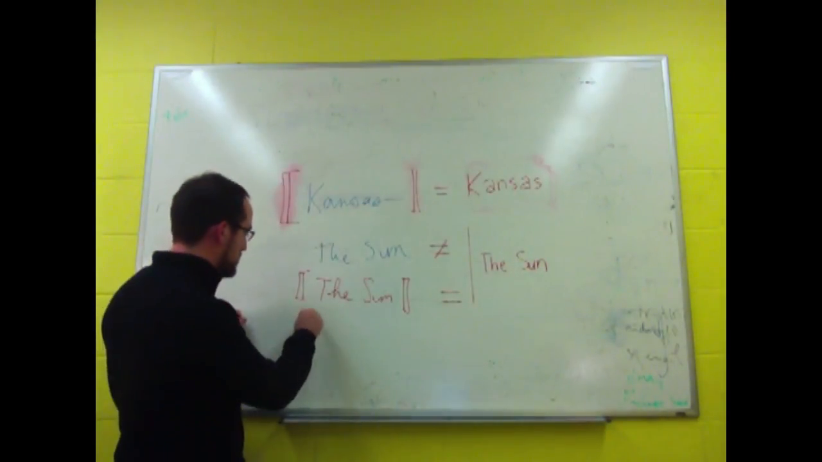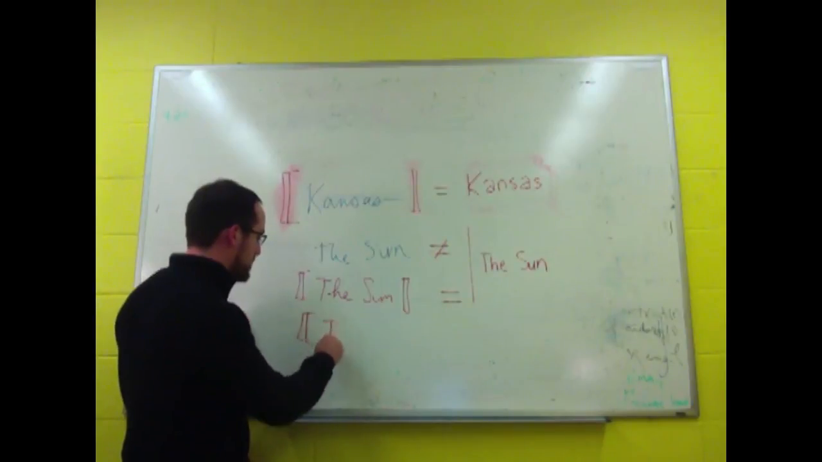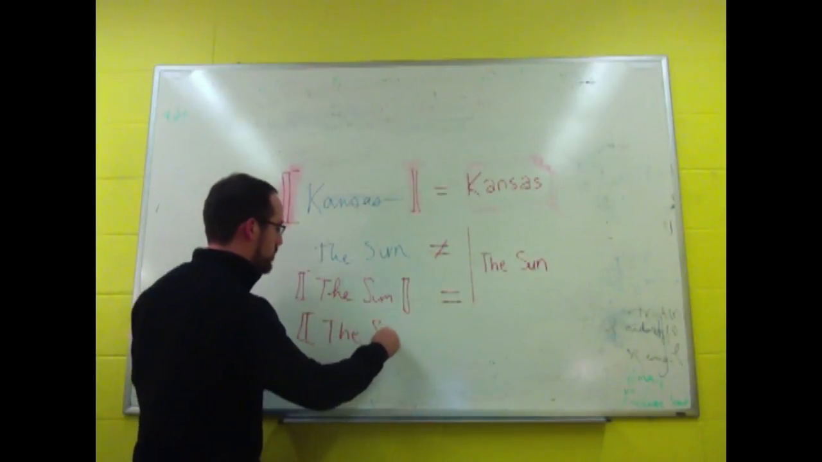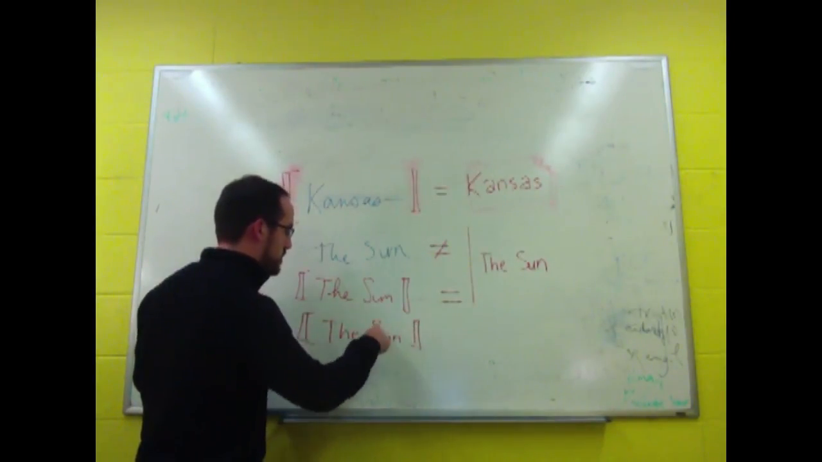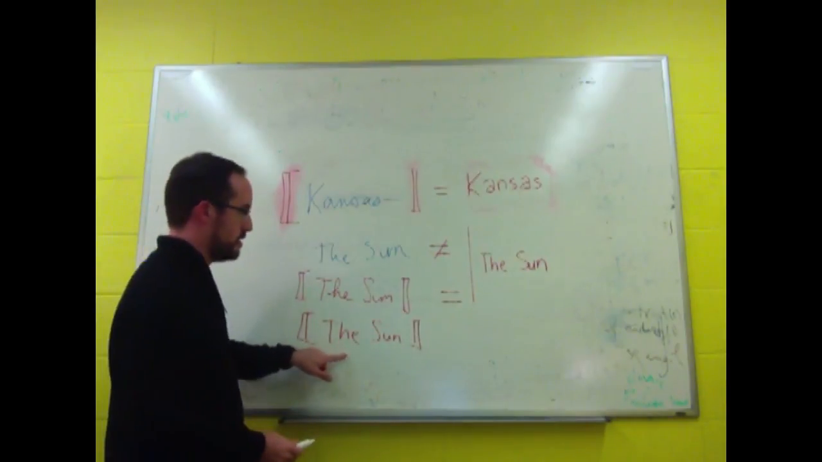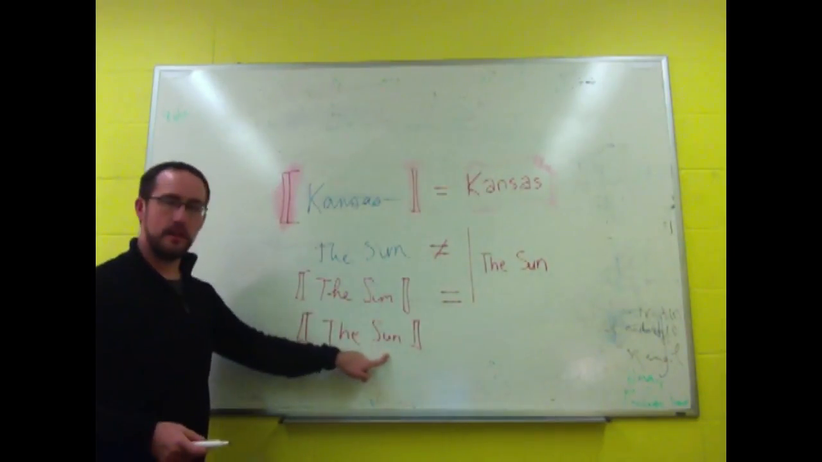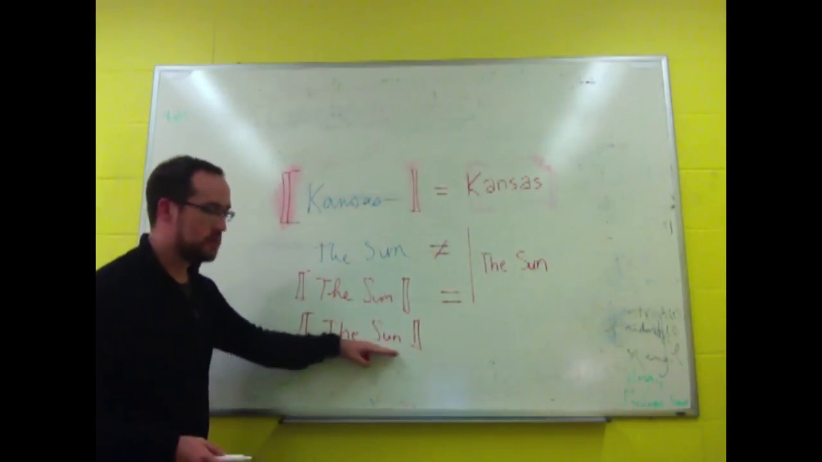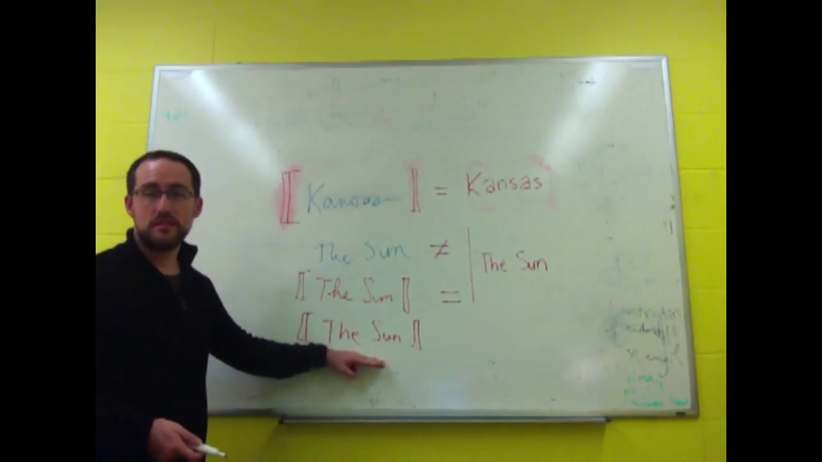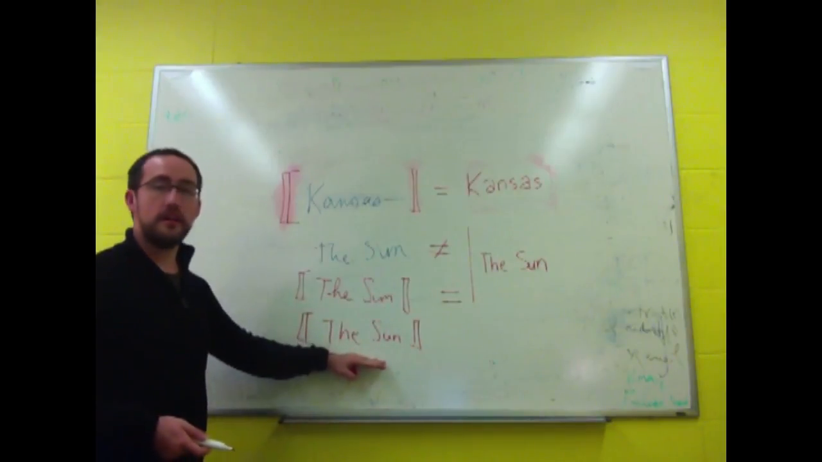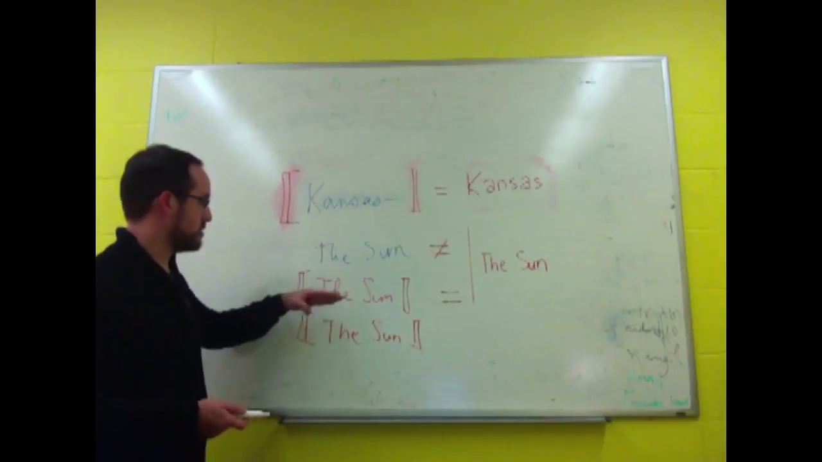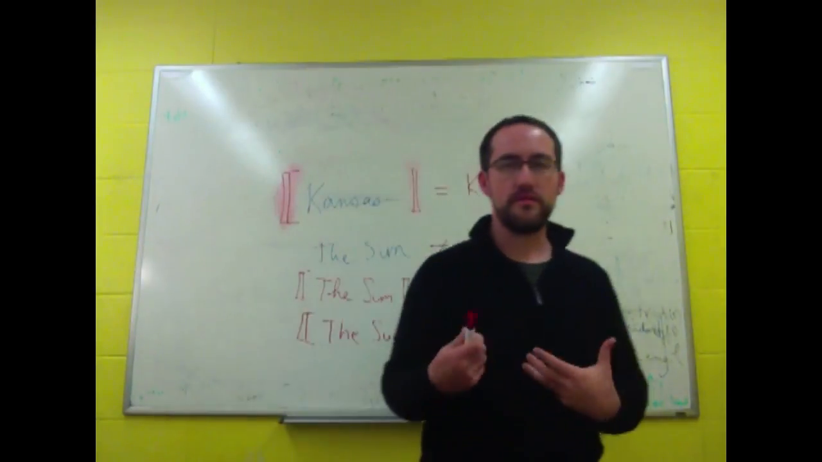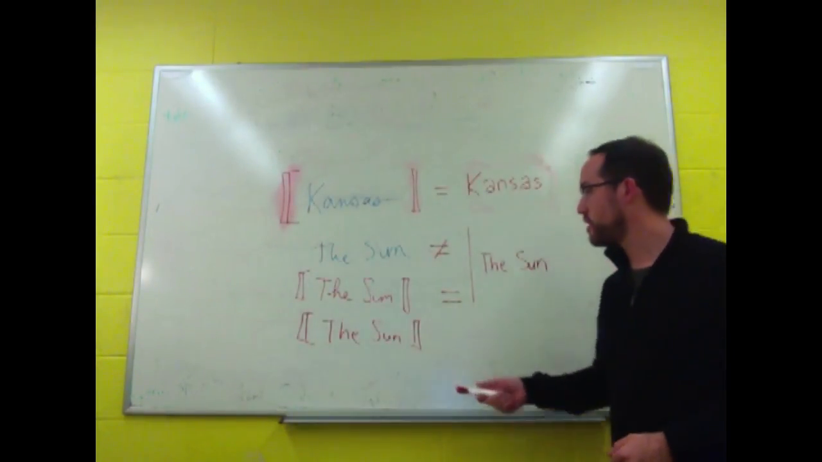And this is something else we have to watch out for. We don't want to ever do this: the meaning of the meta language, the sun. This doesn't mean anything, because this is not a linguistic expression. Linguistic expressions have meaning. The sun does not have meaning. The sun is a thing. It is not a linguistic expression, so it can't be fed into this function.